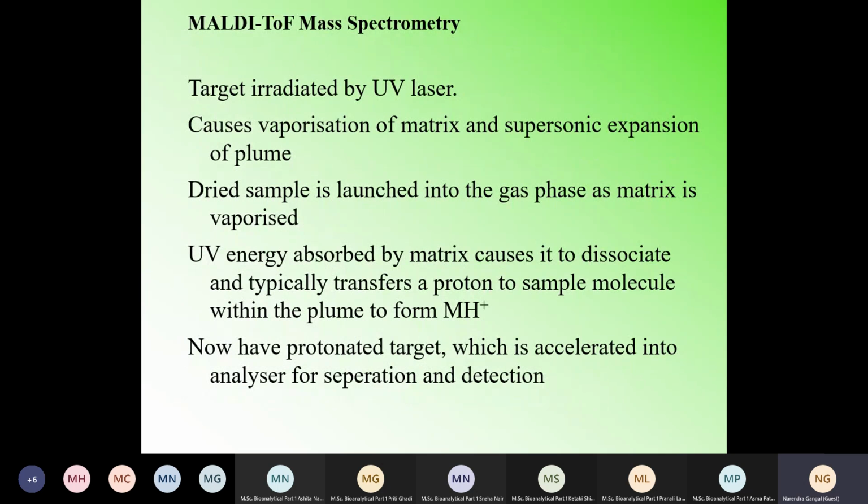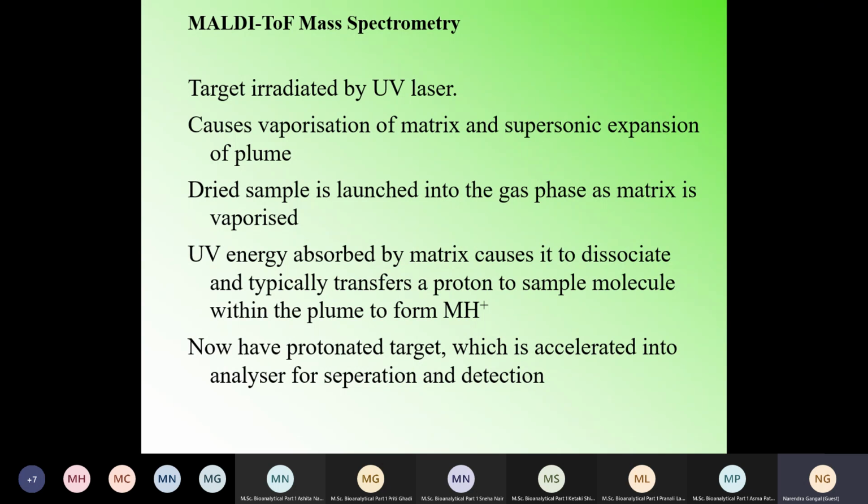So what is the basic funda? A target is there, which is mixed with the matrix. It is irradiated by a UV laser. Okay, it is dried, it is not a liquid. It causes vaporization of the matrix. The matrix is assisting. In case of FAB, the matrix is definitely helping, but there is no active role of a matrix. Here the matrix has a very active role. That is why it is called MALDI, matrix assisted.